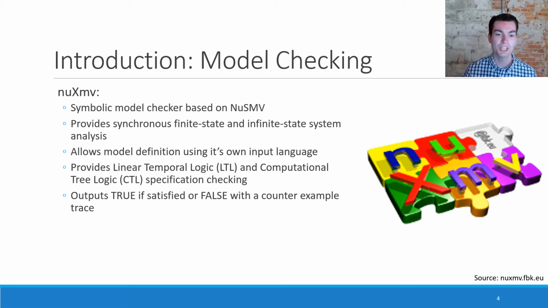The model is checked using linear temporal logic, LTL for short, or computational tree logic, CTL for short, specification checking. Each of the specs are checked against the model using nuXmv. nuXmv then outputs either if that LTL or CTL spec is true, if it's satisfied, or false with a counterexample trace, which describes the sequence of events that resulted in that particular formula being broken.